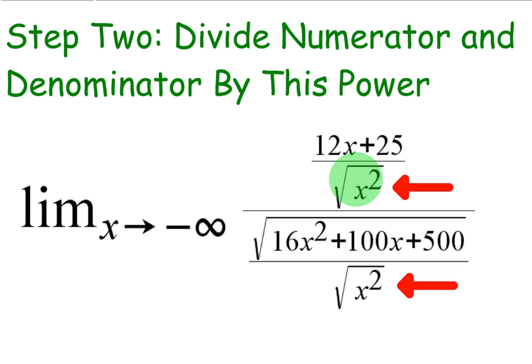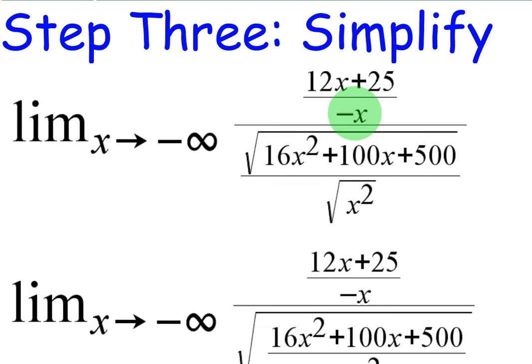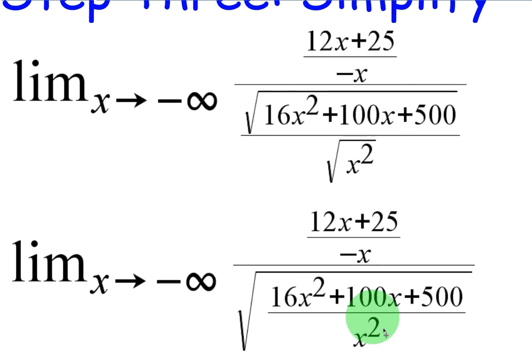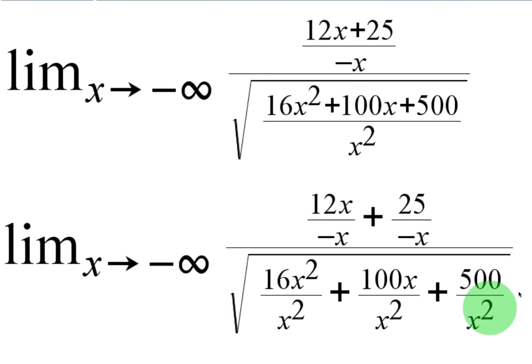That's something that took me a while to actually learn. I don't know if I remember ever learning that in school. Anyways, the bottom is going to stay the same because this square root is going to distribute into this square root. It's going to become one big square root like such. Just remember the top, you have a negative x here. Now I'm going to distribute this x squared into each term in the numerator under the radical. So it's going to be 16x squared over x squared plus 100x over x squared plus 500 over x squared.